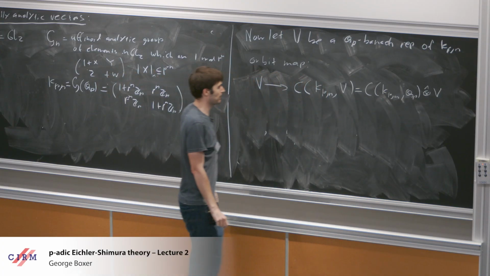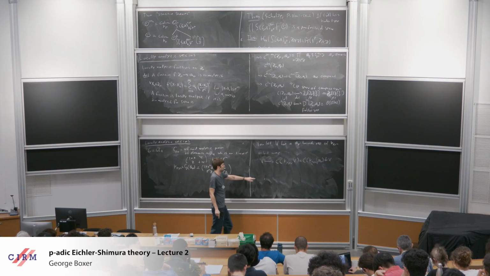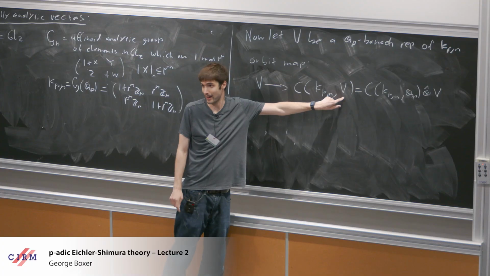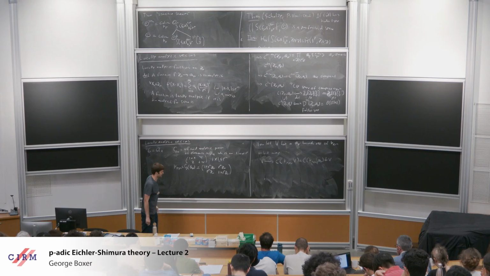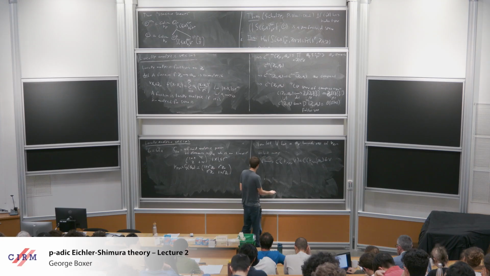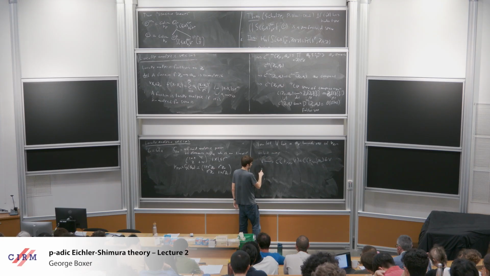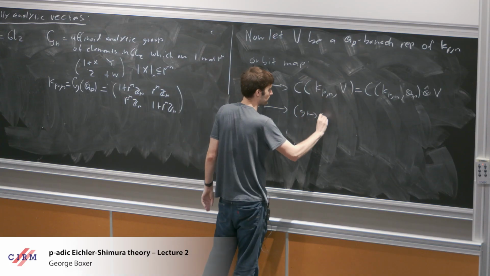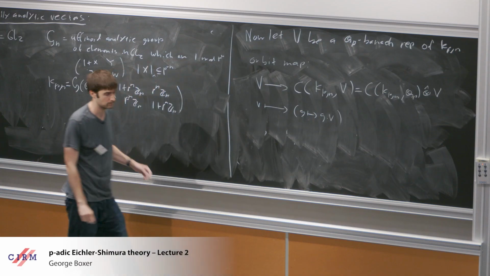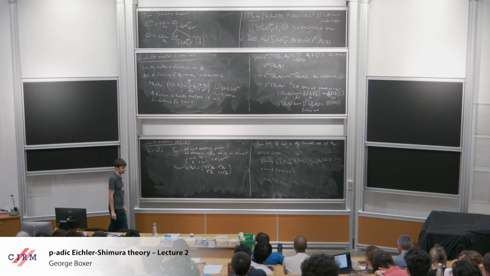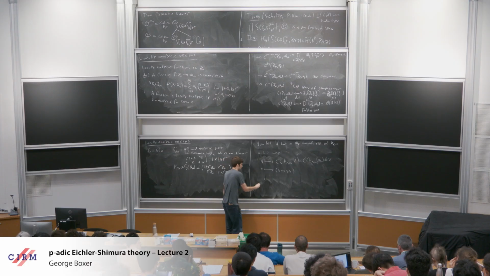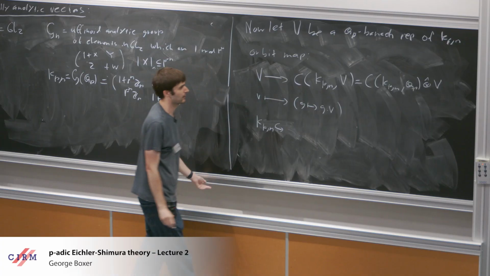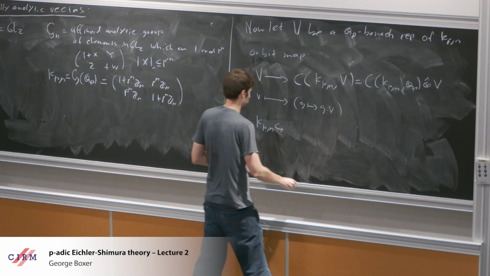So this is a p-adic Banach space. I'm just saying that continuous functions on this profinite set valued in a Banach space is again a Banach space. And this map sends a vector v to the function which sends an element g of K_{p^n} to its orbit. And so K_{p^n} acts on this space.